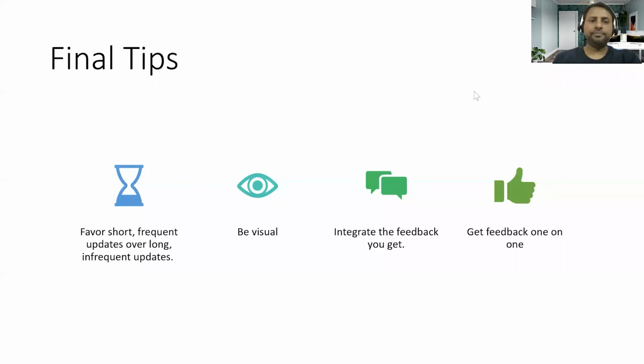All right, final tips to manage your stakeholders. Favor short, frequent updates over long and infrequent details, right? I think the business stakeholders have their own jobs to do. Don't require them to attend a 2 hour meeting; give them a short burst at a time. Get them excited about what you are doing. Use these updates to build and keep momentum.